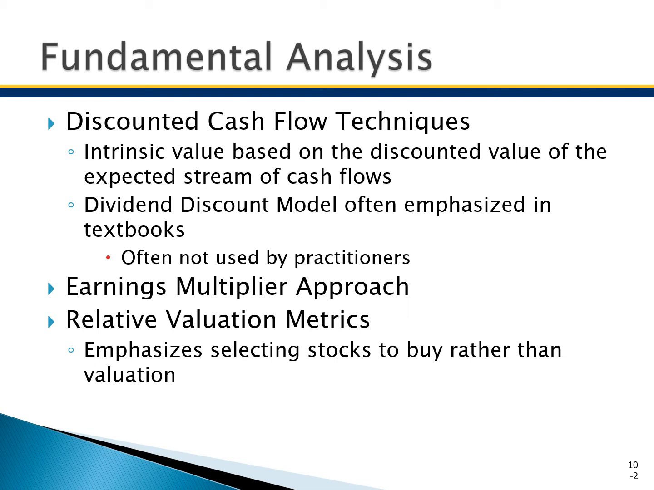देन सेकेंड अप्रोच अर्निंग मल्टीप्लायर अप्रोच है, जिसको हम प्राइस अर्निंग रेशियो कहते हैं, कि आपका जो स्टॉक आपने परचेज किया है उसका कितना पोटेंशियल है कि वो आपको कितना अर्न करके देगा, उसका अर्निंग मल्टीप्लायर क्या है. फिर थर्डली आप देखते हैं रिलेटिव वैल्यूएशन मैट्रिक्स.